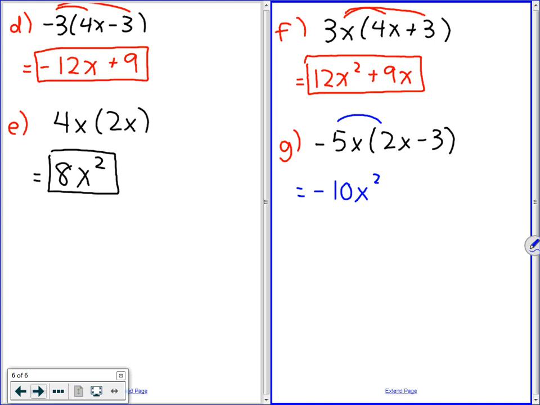All right, Mason. Negative 5x times negative 3 is what, please? 15x. Awesome.